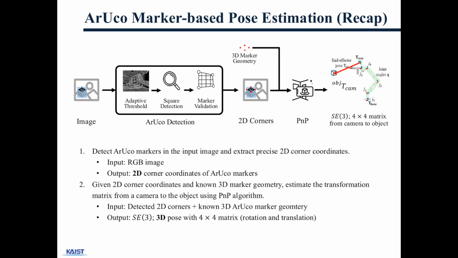Second, we combine these detected 2D corners with the known 3D geometry of the marker. Using this information, we apply the PnP algorithm to estimate the transformation between the camera and the object. The final output is a 4x4 transformation matrix, which represents the full 3D pose, including both rotation and translation. This method is very reliable because the geometry of the marker is known in advance.